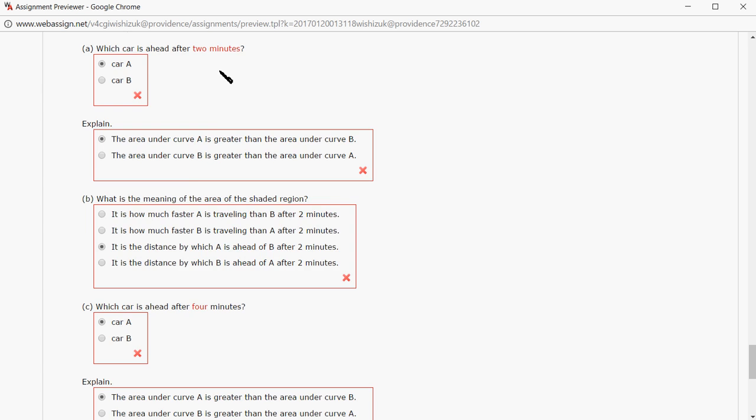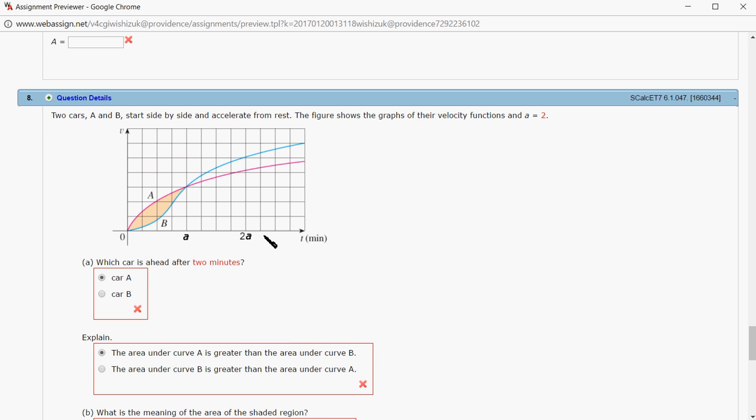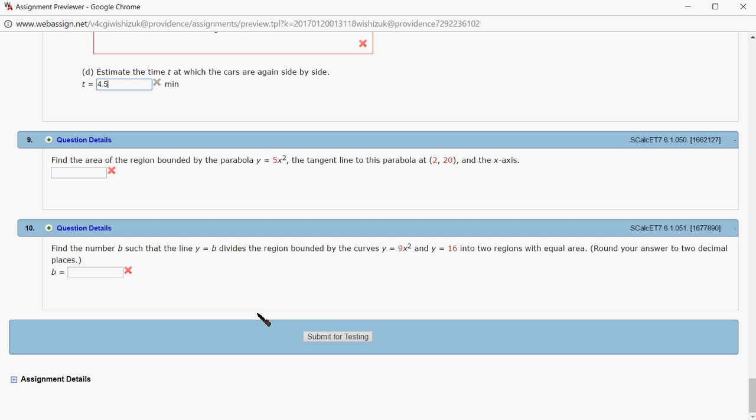After 4.5 minutes, 4.5 is right here. I'm trying to make sure that the area under both curves is the same. So I think that would work. Let's double check. Submit for testing.